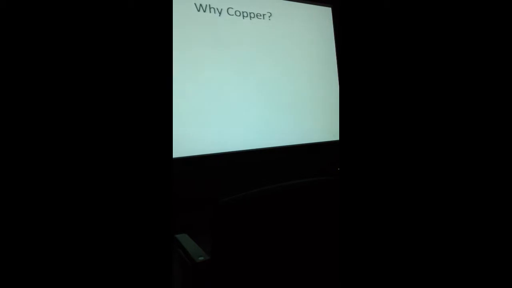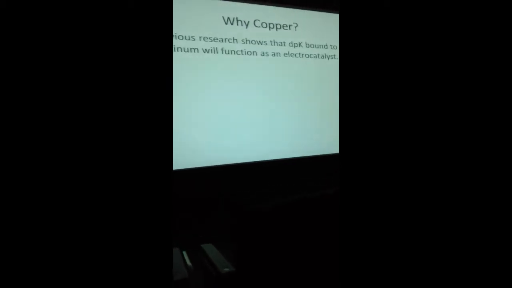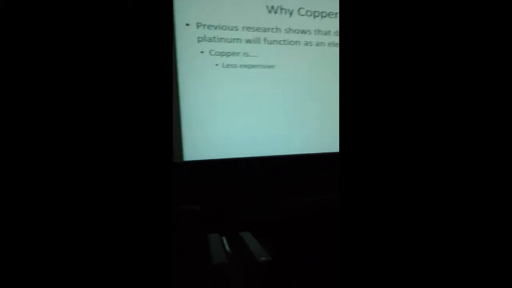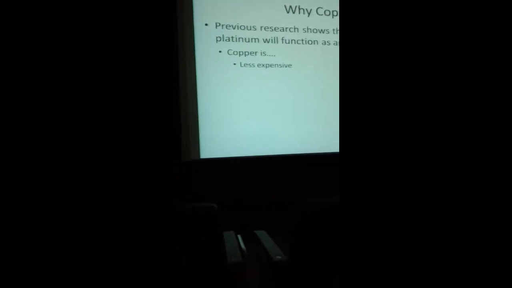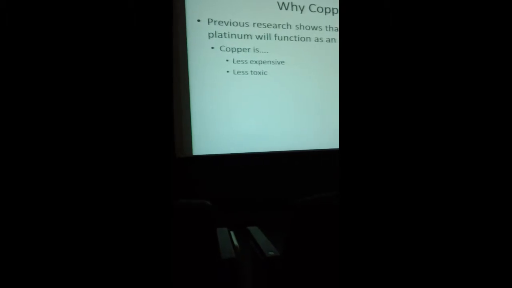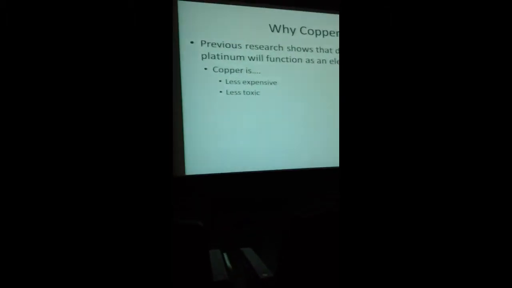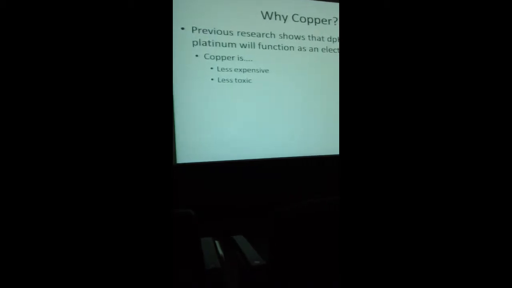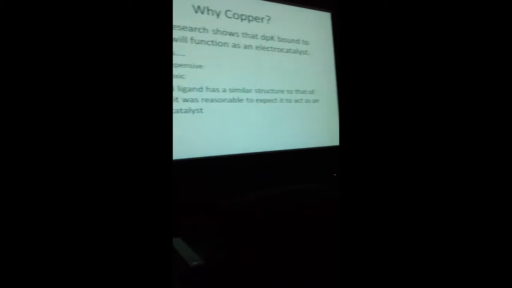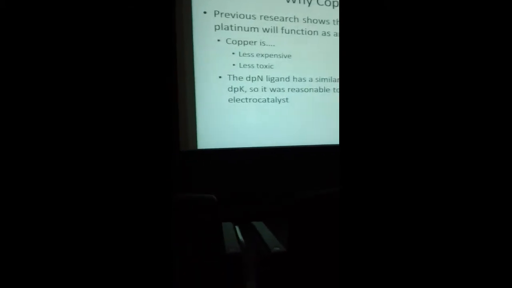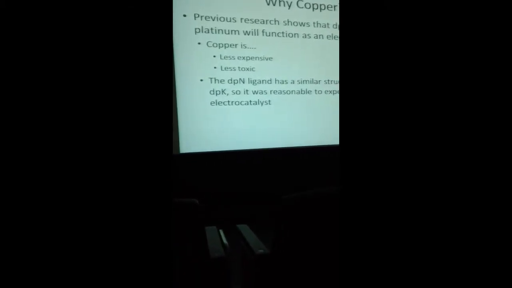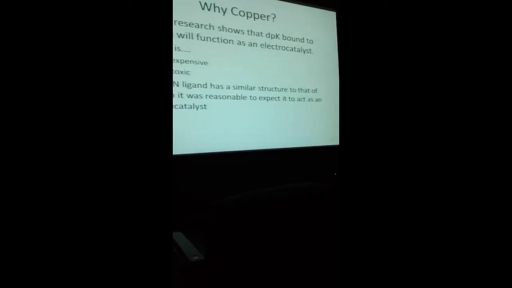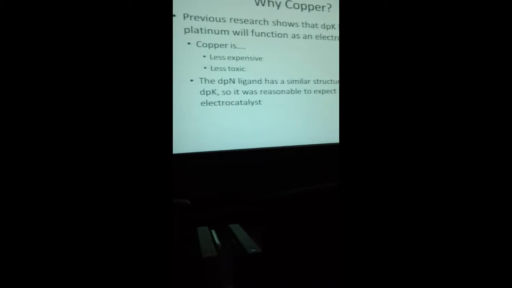So why was I using copper instead of platinum if platinum had already worked? Well, there's a couple reasons. Copper is a lot less expensive than platinum, a lot less expensive. And it's also less toxic to people. So those are two pretty good reasons to try it with copper, since we already know it has some similar properties. And so why DPN if we'd already seen that DPK had success? Well, DPN is so similar in structure that it's reasonable to expect it to act similarly to DPK.